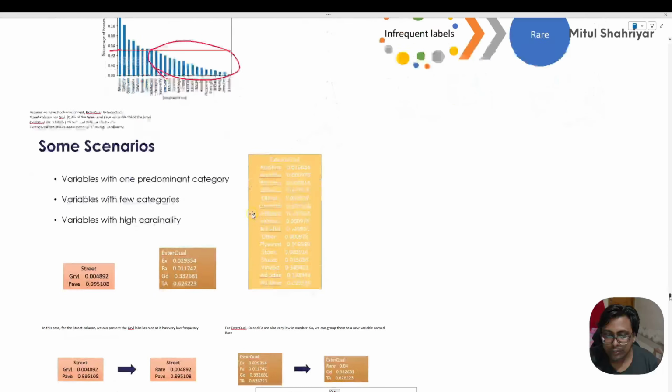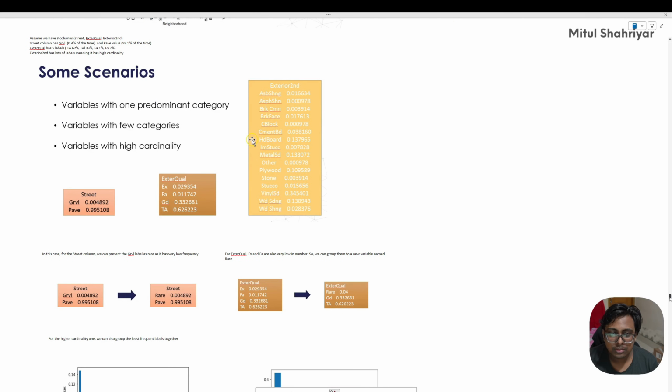Okay, now interestingly, let's just learn from some scenarios. For example, here this street column has two values. Assume that it has two values. One is PAVE and one is GRVL. There can be any value, maybe some random strings, and 99.5% of the time the word PAVE is there, and a very small percent of the time the word GRVL is there. Okay, great, no problem with that.